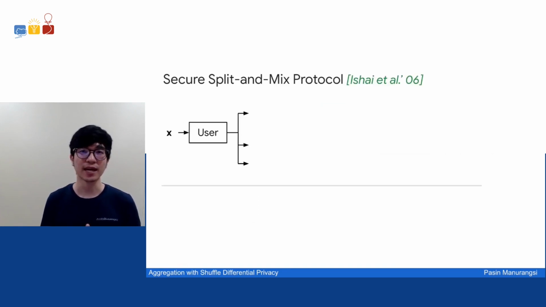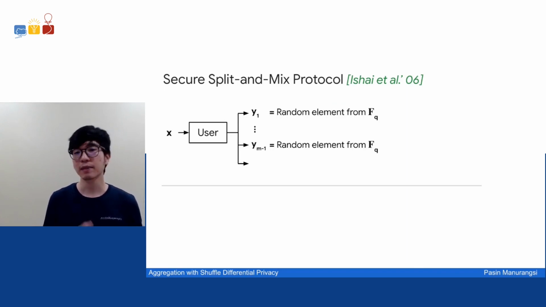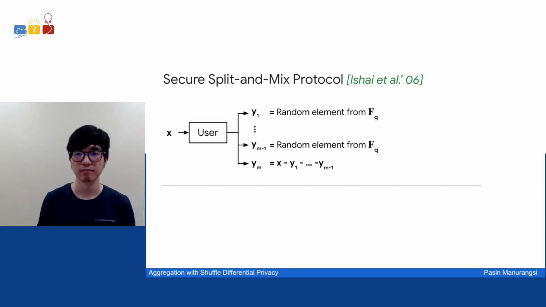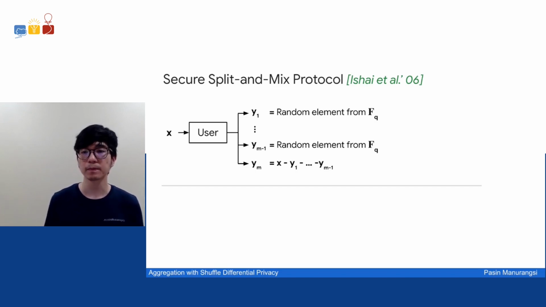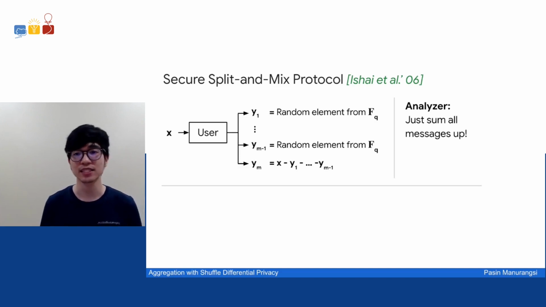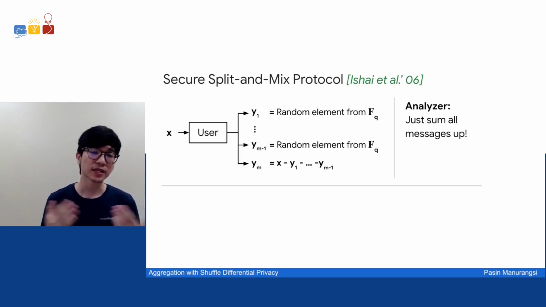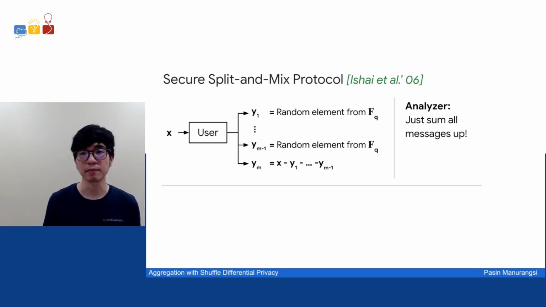So the algorithm by Ishai et al. is very simple, and is to generate random shares of x. What do I mean by this? What I mean is, first you take the first m-1 messages, y_1 to y_{m-1}, to just be random elements of your field. And then you set the last message to be x minus the sum of your first m-1 messages. So this is very simple, right? For the analyzer, just add all the messages up. Since you are just splitting your integer and mixing them up, the sum is always correct.